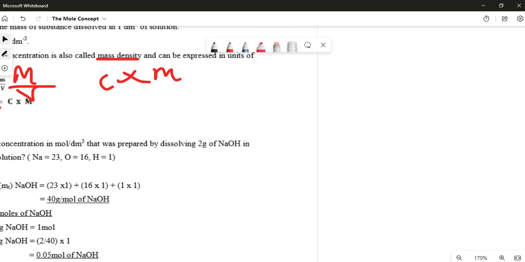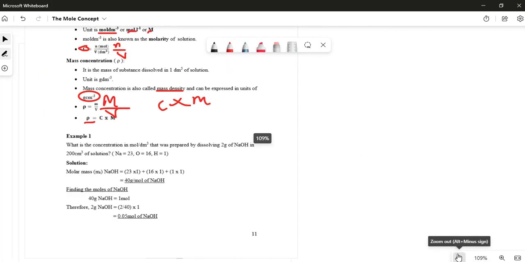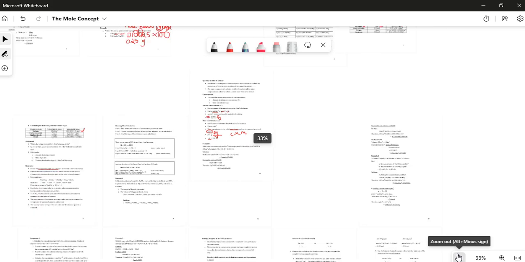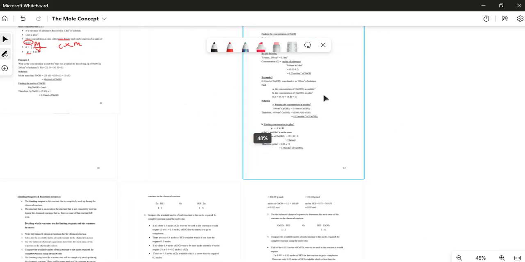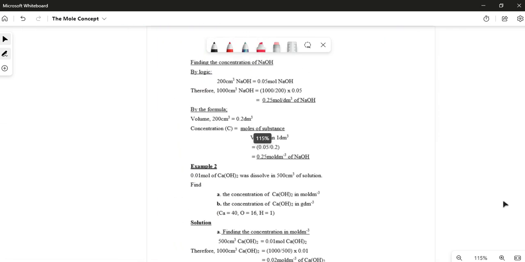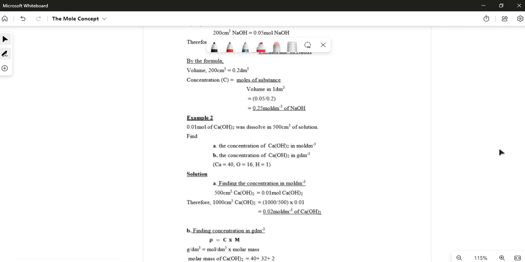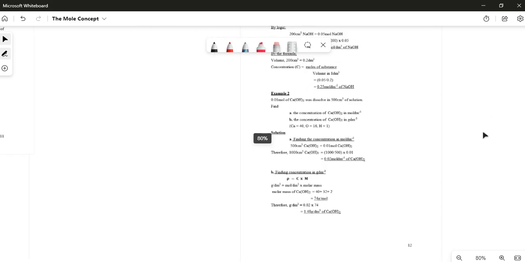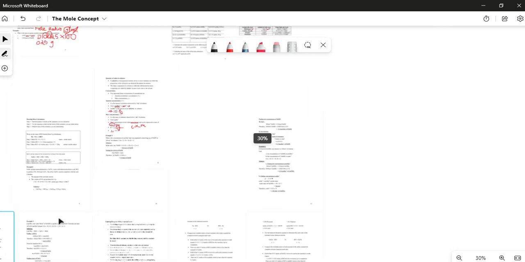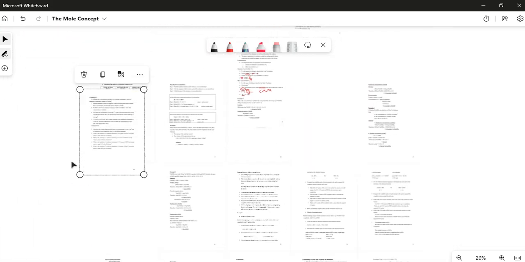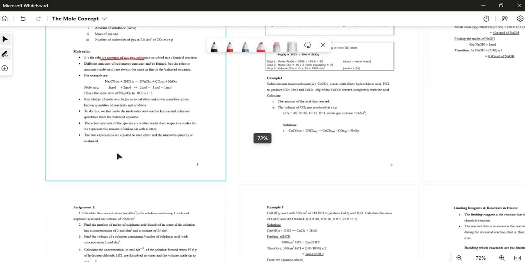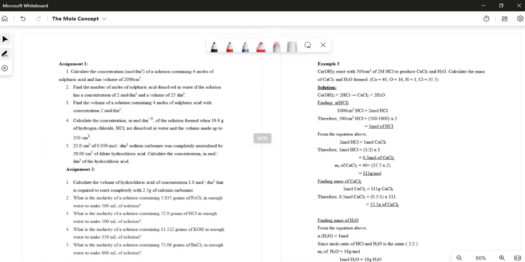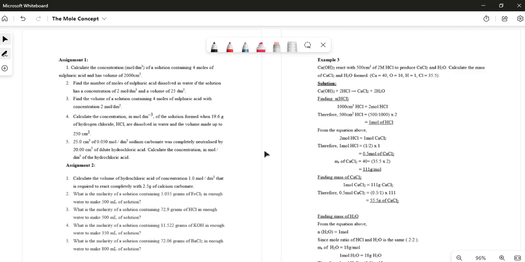Just pause the video and look at the example as well. Let's scroll down. What is next? We have this much to cover, so let's finish this fast. Finding the concentration, these are just questions as well. Let me finish explaining, then we'll look at the questions. Over here, all we have is the assignment. Pause the video and do the assignments as well.